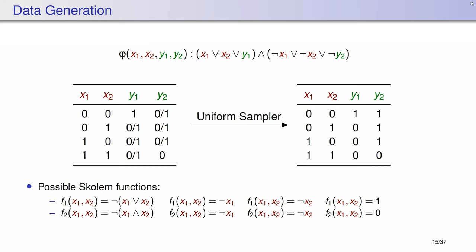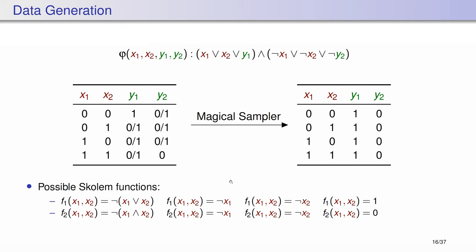So what kind of sampler are we looking for? Well, a magical sampler would somehow figure out that whenever there's a choice for y1, it should take value 1. And whenever there's a choice for y2, it should take value 0. But we don't know a priori that we should be making such choices.